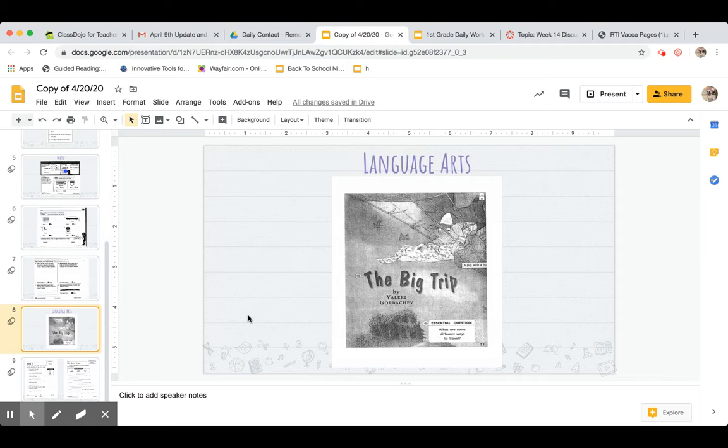For language arts, you're going to go ahead and read The Big Trip again, reread it. You can listen to somebody read it to you. You can read it to yourself. And remember, we talked about this yesterday. It is a fantasy story because the characters are animals and they're acting like they're humans.